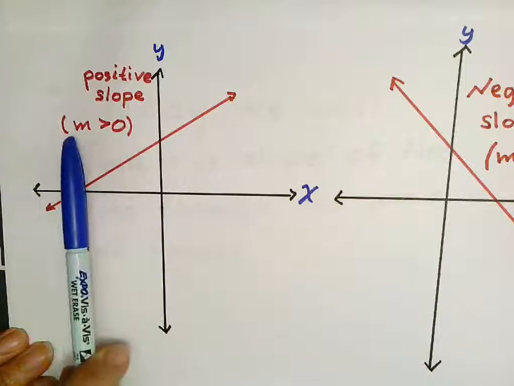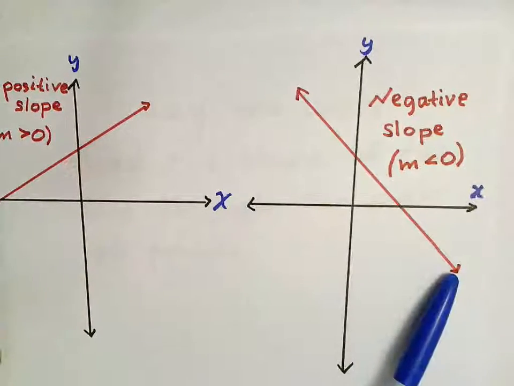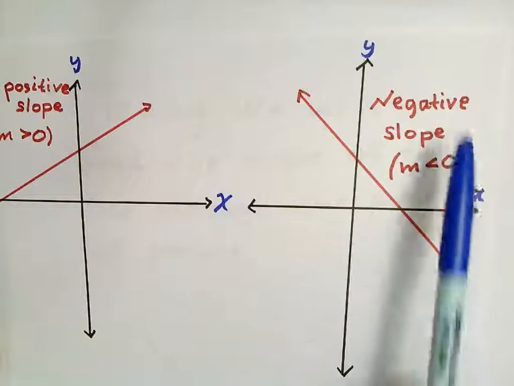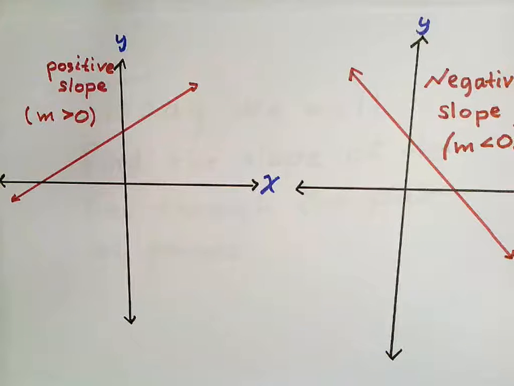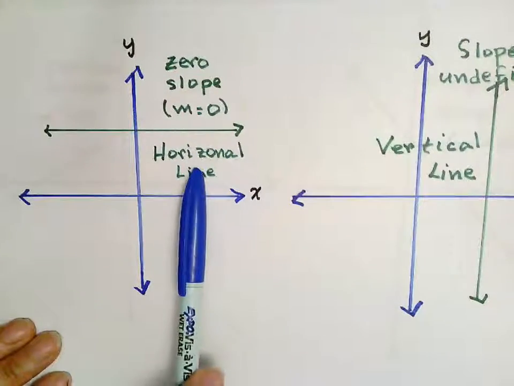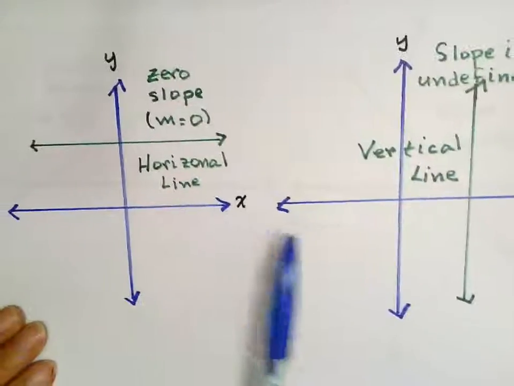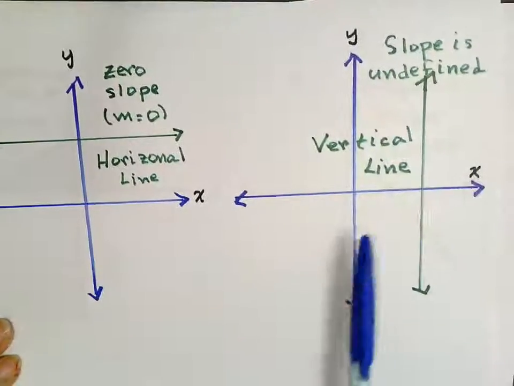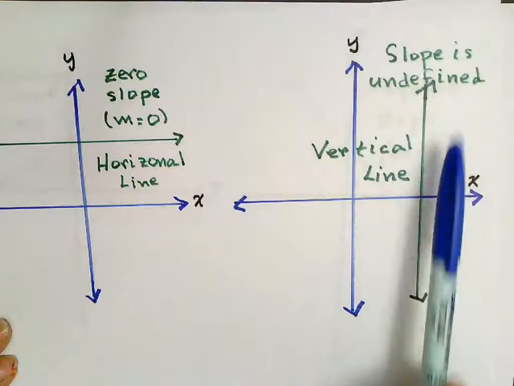Remember, m is the symbol for slope, and it's going to be greater than 0. As we move from left to right, if we're going down, the slope is negative, and m is less than 0. When we have a horizontal line, you're not going up or down, so the slope is 0. Here, we have a vertical line. A vertical line has an undefined slope.